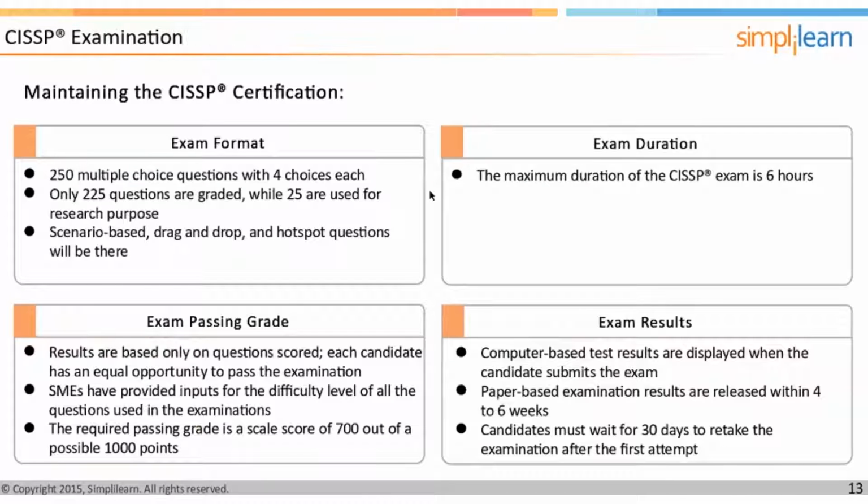Okay, the examination format. Now there are 250 questions. You need to answer 250 questions, but only 225 questions are actually graded, while the remaining 25 are used for research purposes. These are questions they want to test out, some psychometric questions, and they will not be graded. But the fun part is you have no idea which these 25 questions are. So you'll have to attempt all the 250 questions.